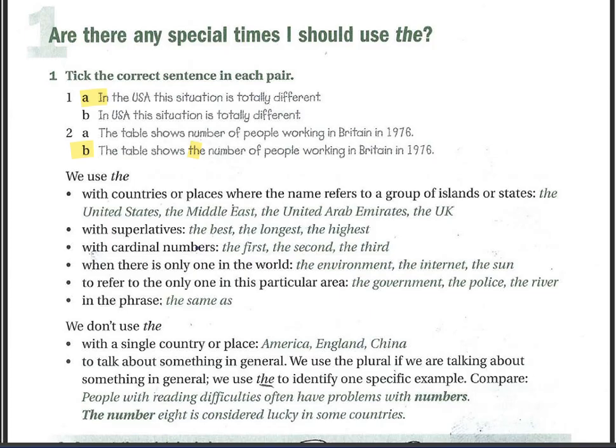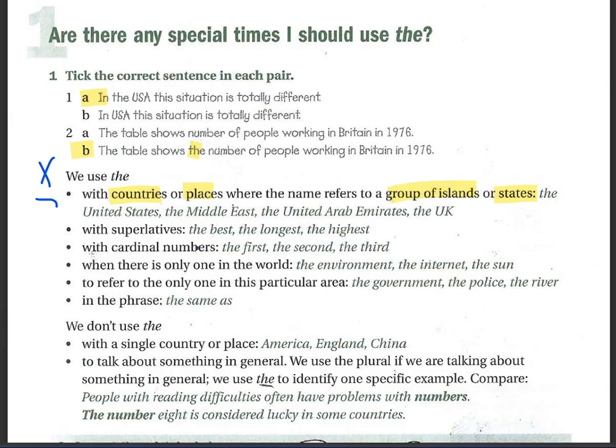The first part, let's see when we use the. Option 1. With countries or places where the name refers to a group of islands or states. So we use it for countries, places, but not all countries or all places. It's about countries that are a group of states or a group of islands.